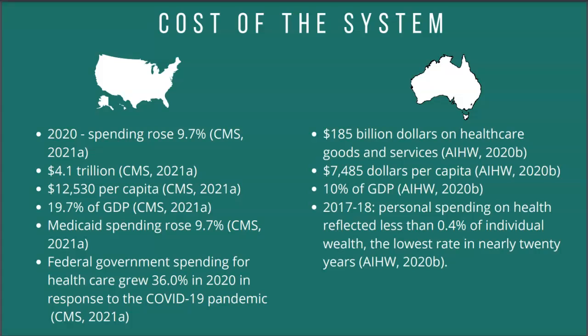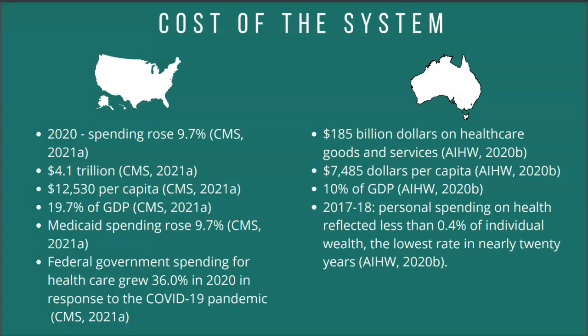In 2020, healthcare spending in the U.S. grew 9.7% to $4.1 trillion, with spending at $12,530 per capita, and accounted for 19.7% of the gross domestic product, with Medicaid spending increasing 9.7%, private health insurance spending decreasing by 1.2%, and out-of-pocket spending declining 3.7% to $388.6 billion.